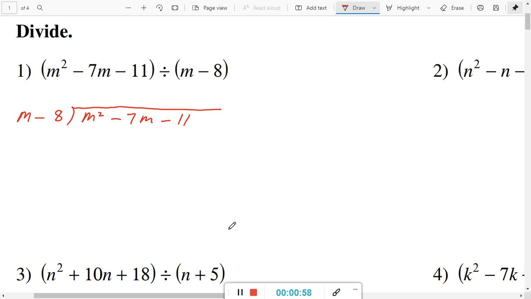So decreasing exponents. All right, so the term that goes here is going to be m squared divided by m. So we know m squared divided by m is just m. All right, and you take that m and you distribute it to both of these terms. So we have m times m, which is m squared, and we have m times negative 8, which is negative 8m.